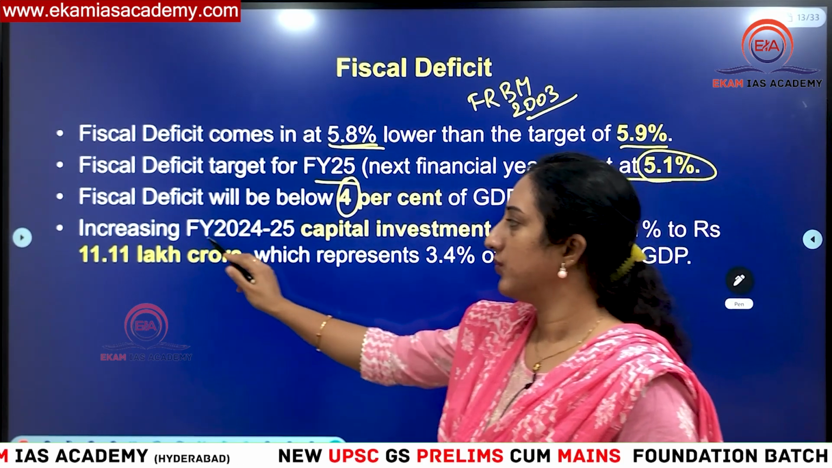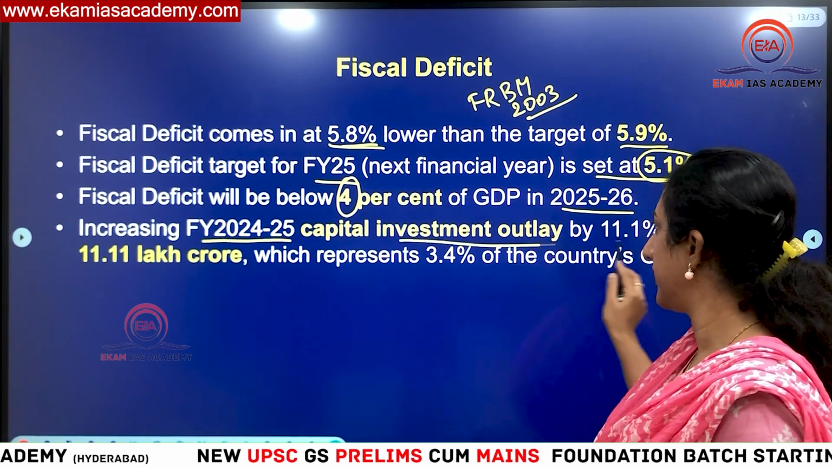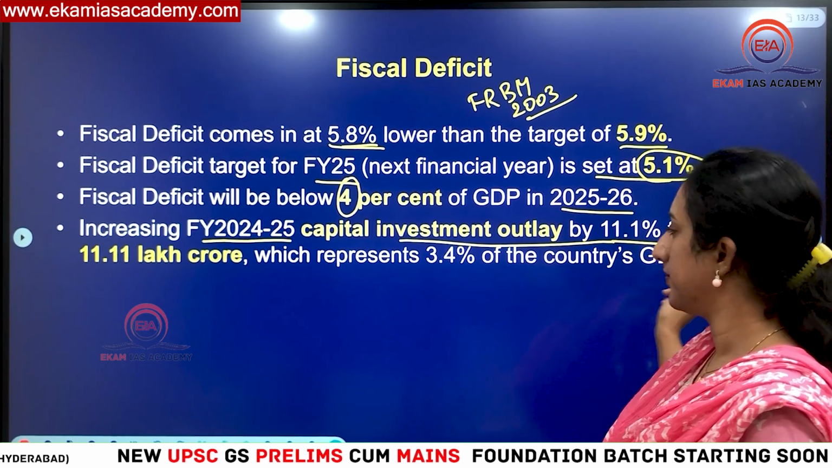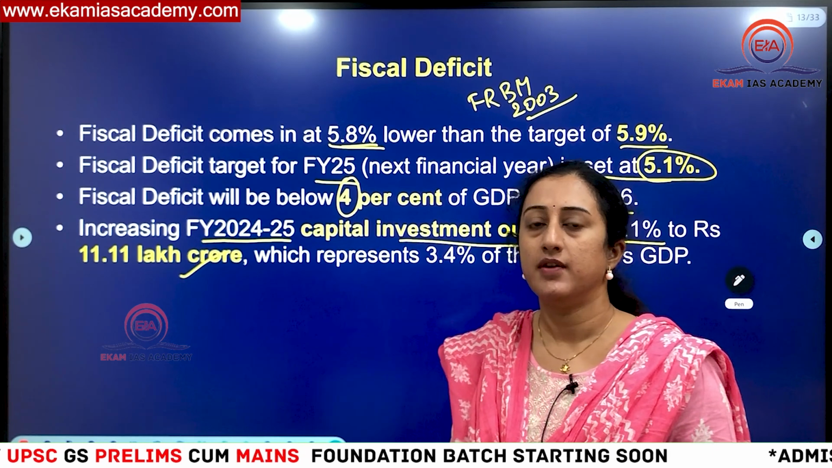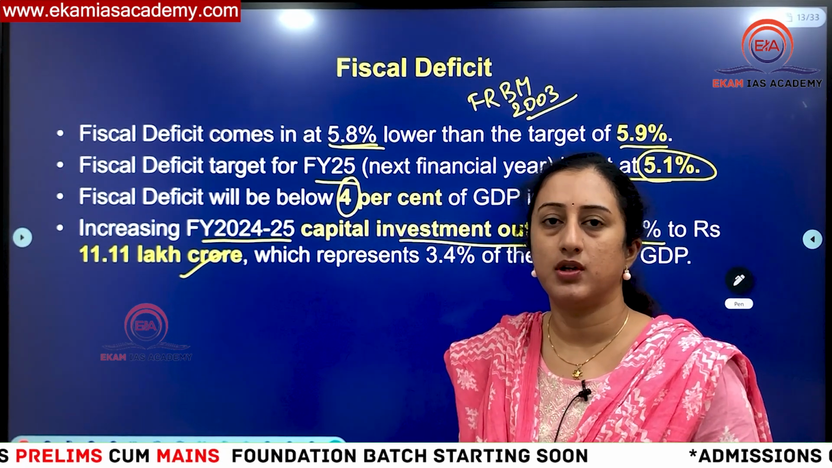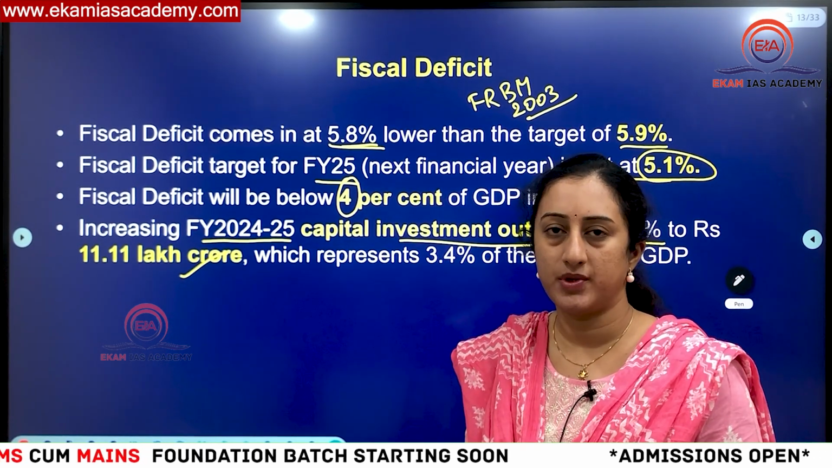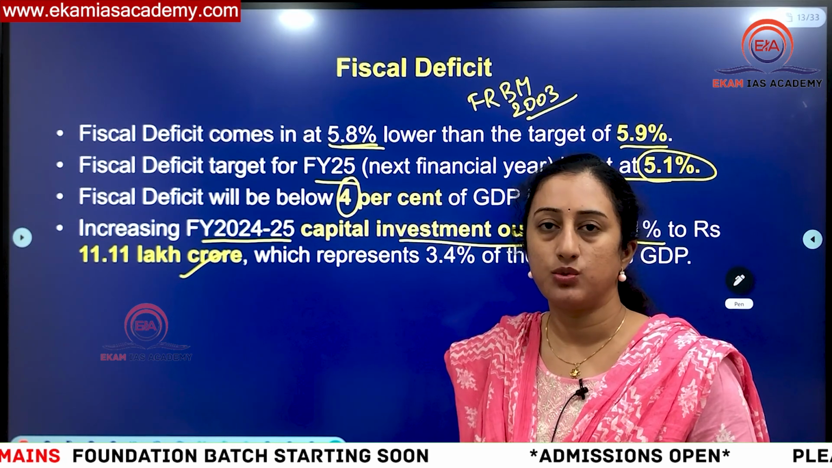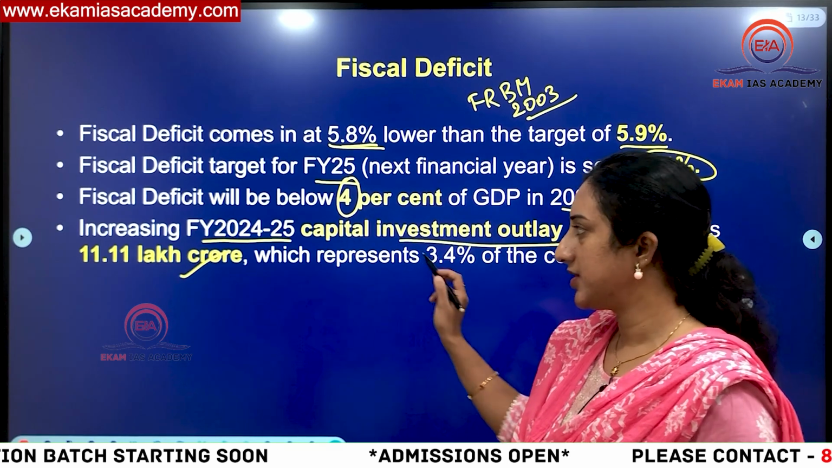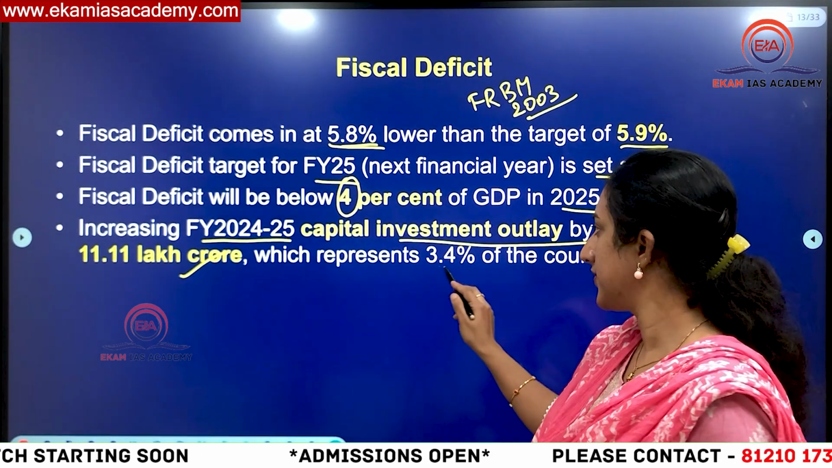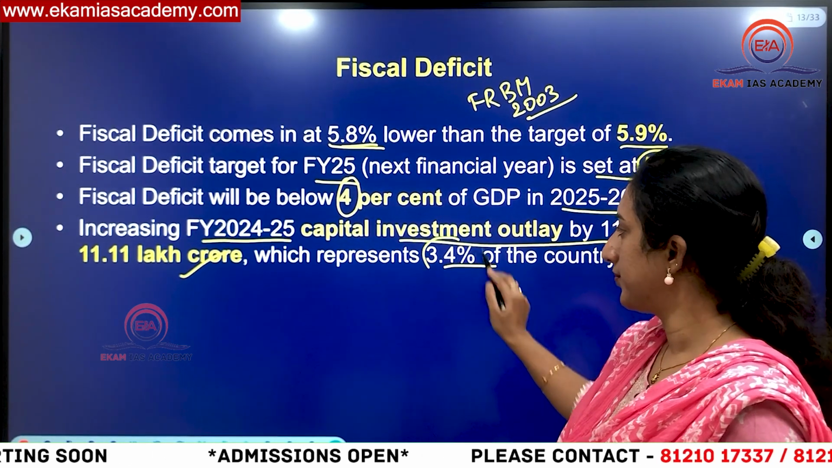Then increasing the capital investment outlay by 11.1% to almost 11.11 lakh crore. Capital investment outlay means when you are investing money to increase the business performance, or investing money in machineries, infrastructure, all these things. That is called capital investment outlay. We wanted to increase this so that it is 3.4% of the GDP.